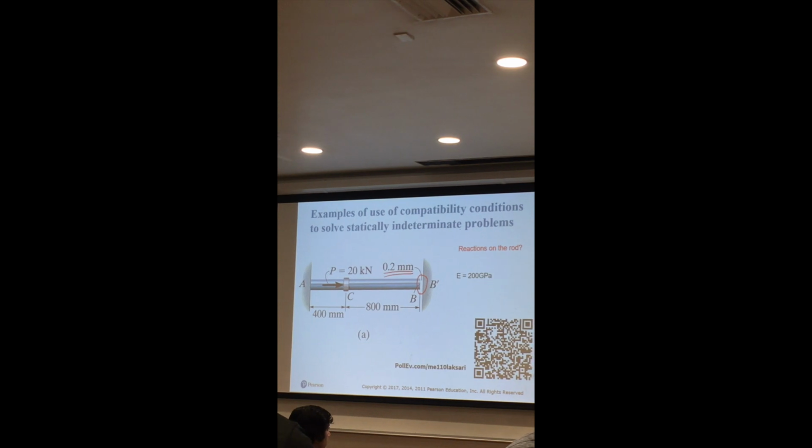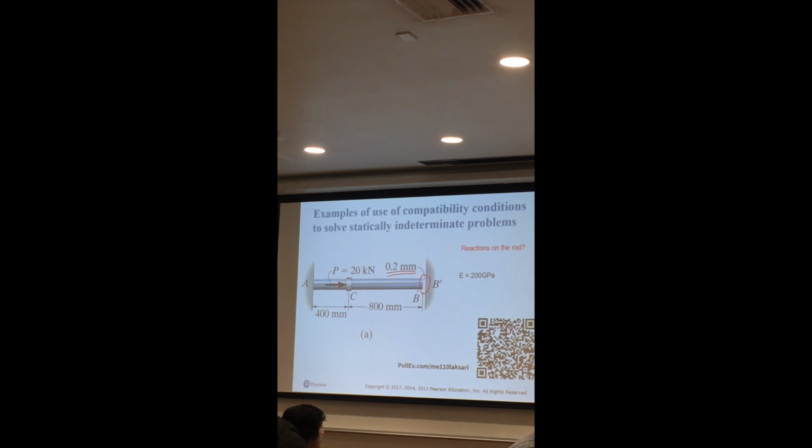So let's say it elongates by 0.5 millimeters. So you just subtract that, right? So for 0.2 millimeters, there's no reaction. After it touches point P prime, that's where your reaction force comes in, right? So you need to take that into consideration. The rest of it is pretty much the same as that last problem.